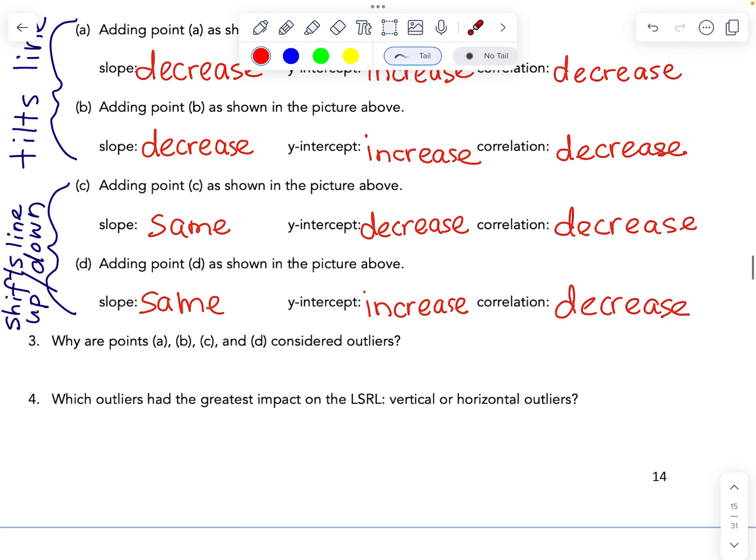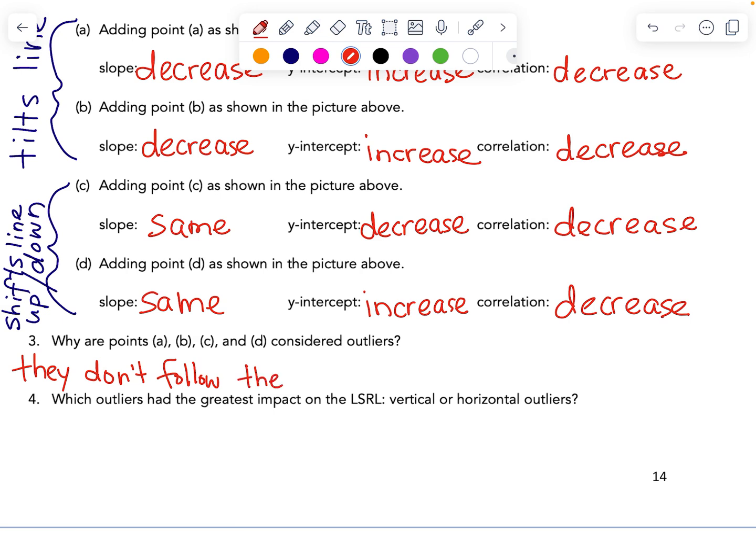But okay, really quickly, let's answer 3. Why are points A, B, C, and D considered outliers? Well, because basically they don't follow the overall linear trend. We can also think of this as they have large residuals.